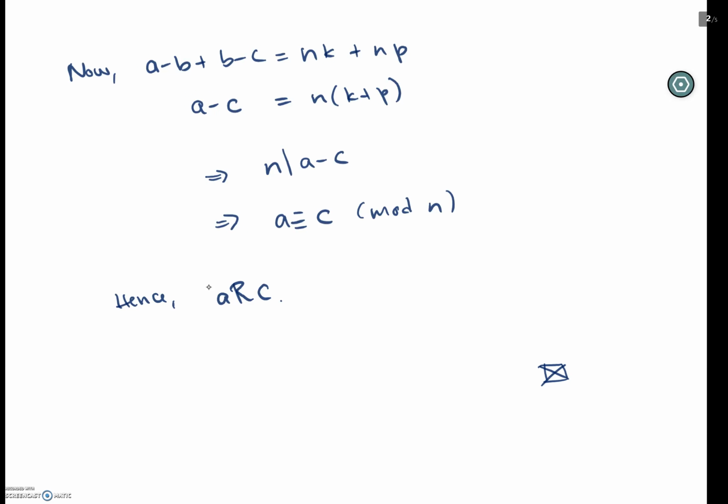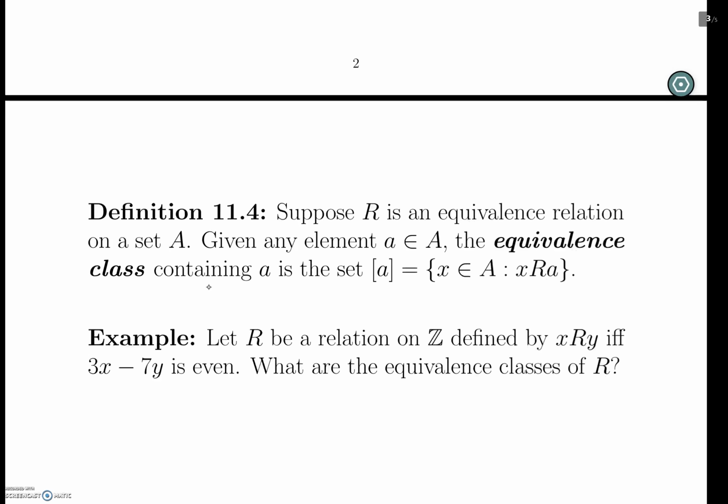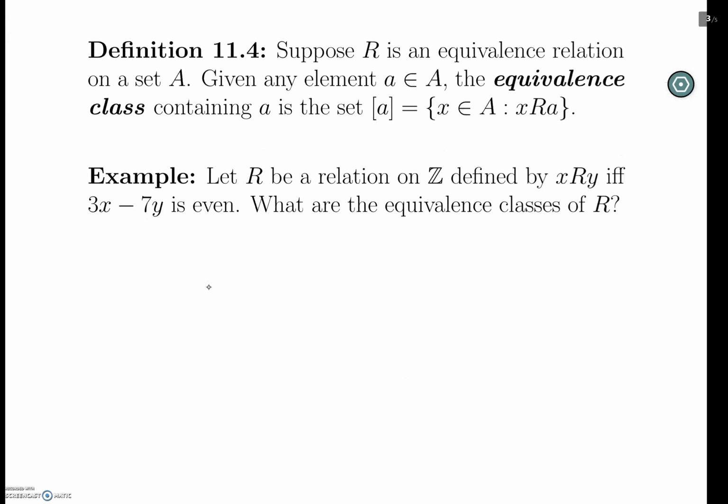So now that we know how to prove things are equivalence relations, we're interested in going one step further. This brings us to the definition of an equivalence class. So if we have an equivalence relation R on a set A, we can take any element a in that set and determine the equivalence class of a, and that's the set of all elements that are related to a. And we use this notation of square brackets to denote the equivalence class. So let's look at an example.